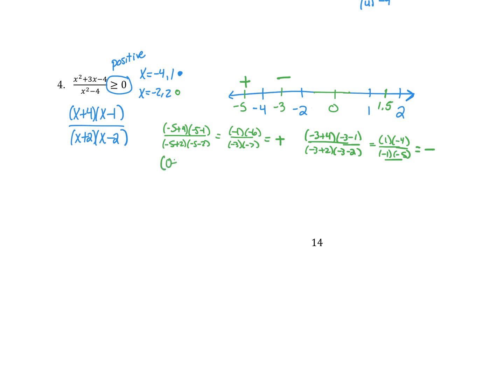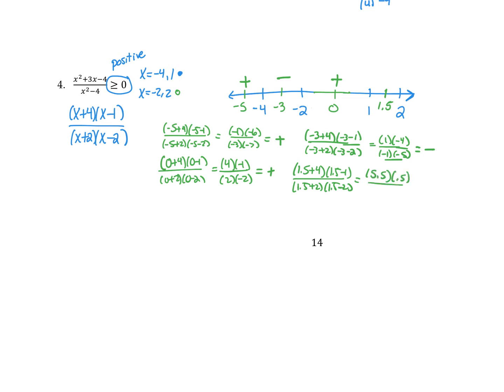I'm going to test 0. So I end up with 4, -1, 2, -2. So I end up with negative over negative, which is a positive. Now I'm going to test 1.5. So 1.5 plus 4, 1.5 minus 1, 1.5 plus 2, 1.5 minus 2. So 5.5, 0.5, 3.5, -0.5. So since I have a positive over a negative, this is going to end up being negative. And again, I'm going to include 4 and include 1, but I have asymptotes at -2 and 2, so those parts would not be included.